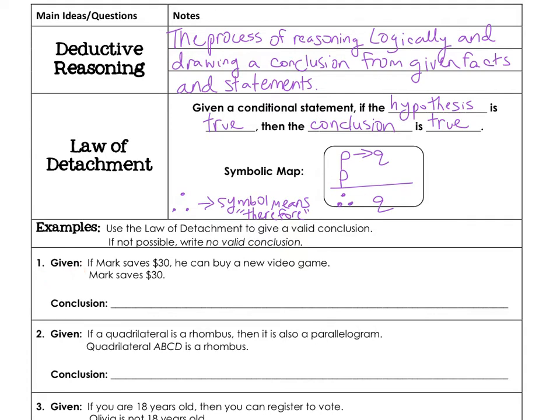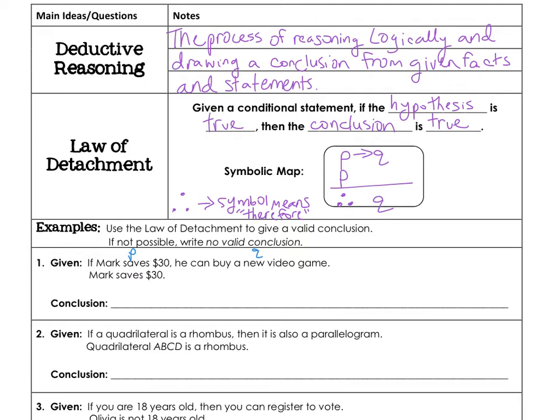So if you look at number 1 down here, we want to use our deductive reasoning to figure out if there can be a conclusion. If there is, then write it. If not, then we can write no valid conclusion or no conclusion at all. So in this first one, they give us a conditional statement, this first sentence. So if Mark saves $30, and I'm writing that as my P for my hypothesis, he can buy a new video game. So there's my Q. Now, so there's my conditional statement, it has nothing to do with the second one.